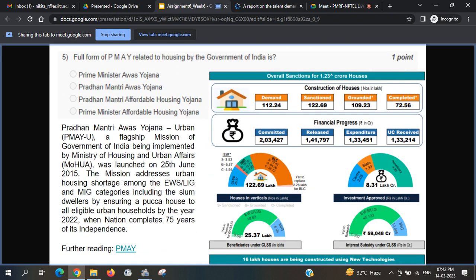Then there is this question about the Pradhan Mantri Awas Yojana (PMAY), which is a program for housing in urban areas for the EWS, LIG, and MIG categories.